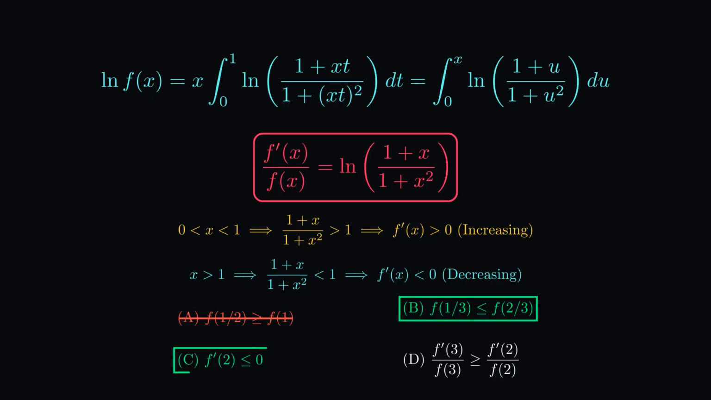Option C is true, as the derivative is negative for any x greater than 1. And option D is false. Log of 4/10 is less than log of 3/5.